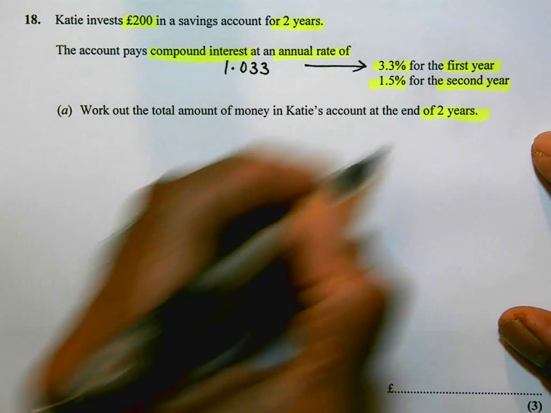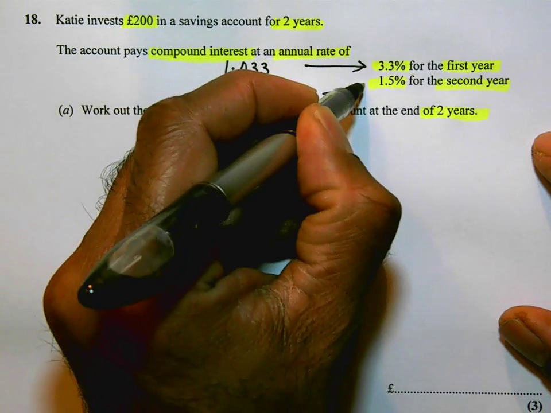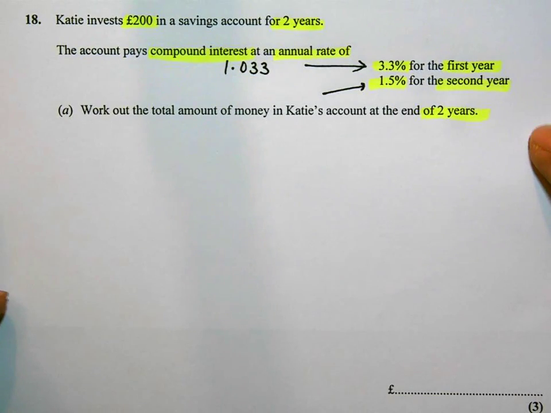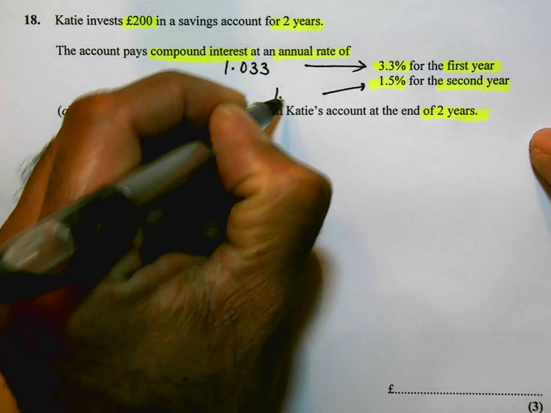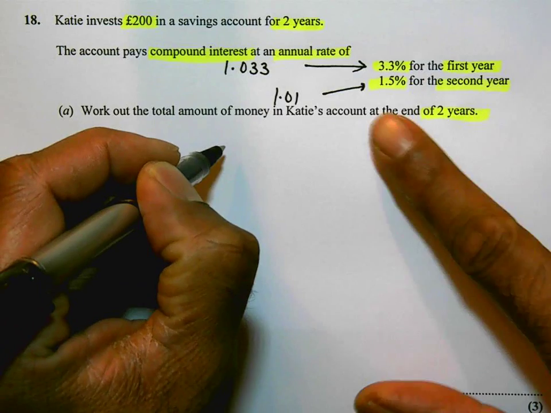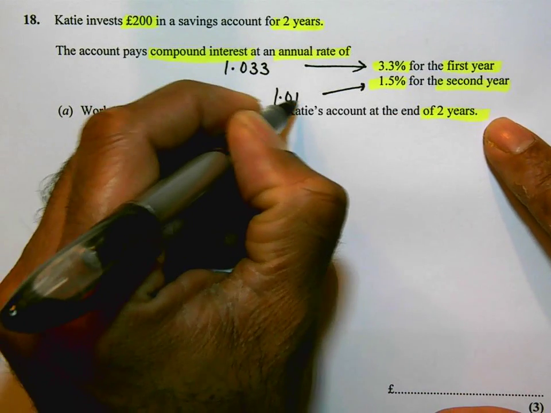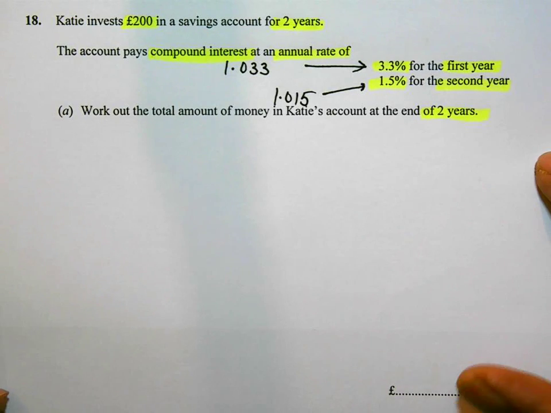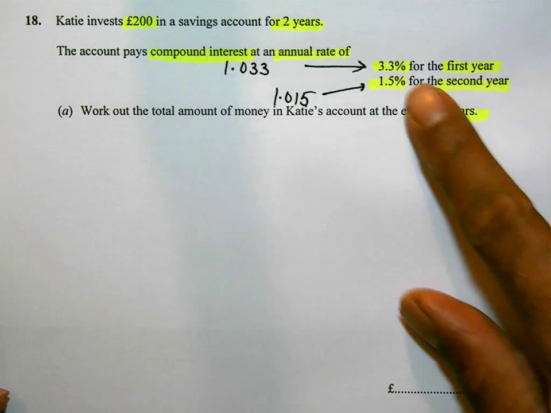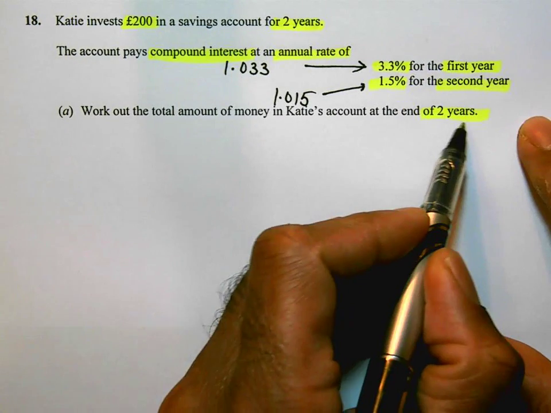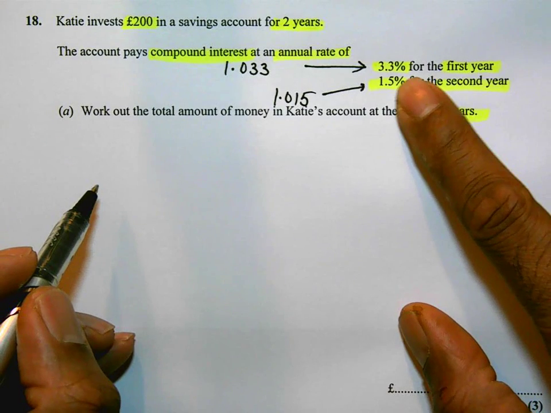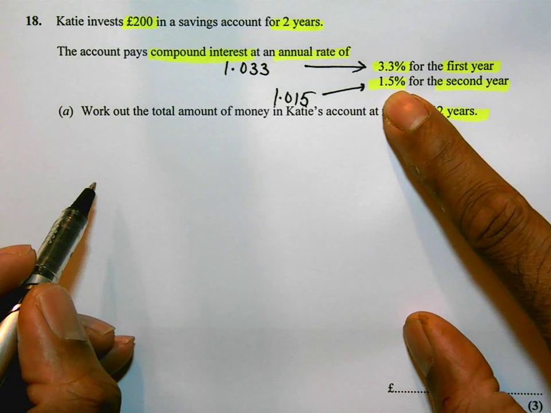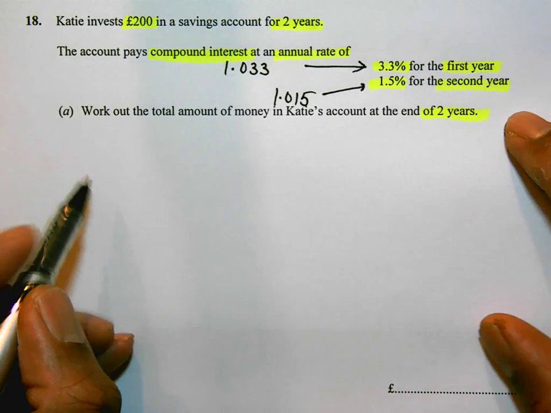I'm going to use a similar logic to work out a multiplier for the 1.5%. If it was 1%, it would have been 1.01, but it's 1.5%, so it's 1.015. So that's what we're going to do. Now, she invested money altogether for 2 years. The first year, it's going to be 3.3%. The second year, it's going to be 1.5%. And she invests £200 altogether.